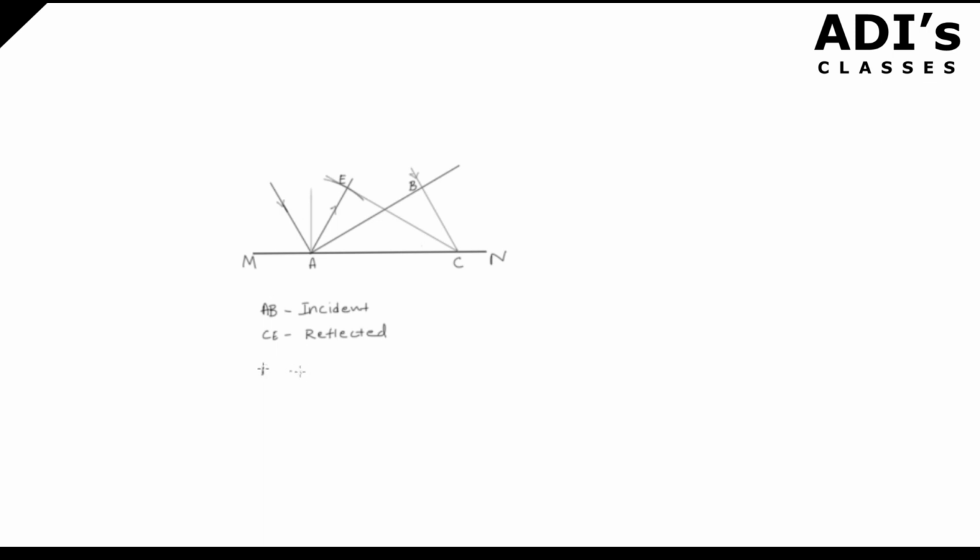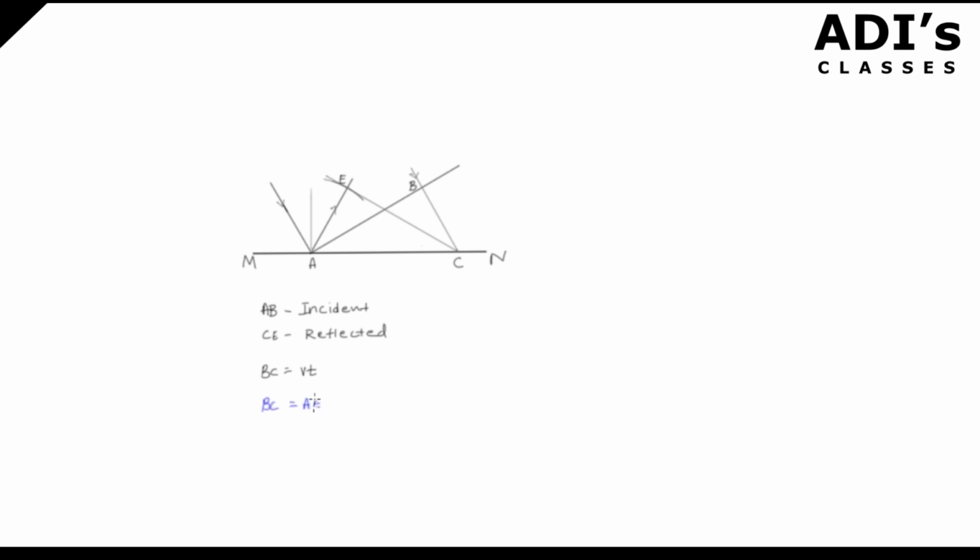Now, how did we get the CE? That's a very important point. If you look at the figure, the velocity of light, let's call it V, and it takes some time t to come and hit the surface. Then the BC distance will be V into t, because it's the distance. So BC is equal to V into t.